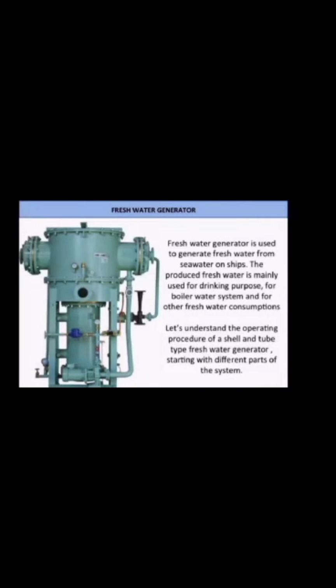A freshwater generator is used to generate fresh water from seawater on ships. The freshwater is mainly used for drinking purposes, for the boiler water system, and for other freshwater consumption. Let's understand the operation procedure of a shell and tube type freshwater generator, starting with the different parts of the system.